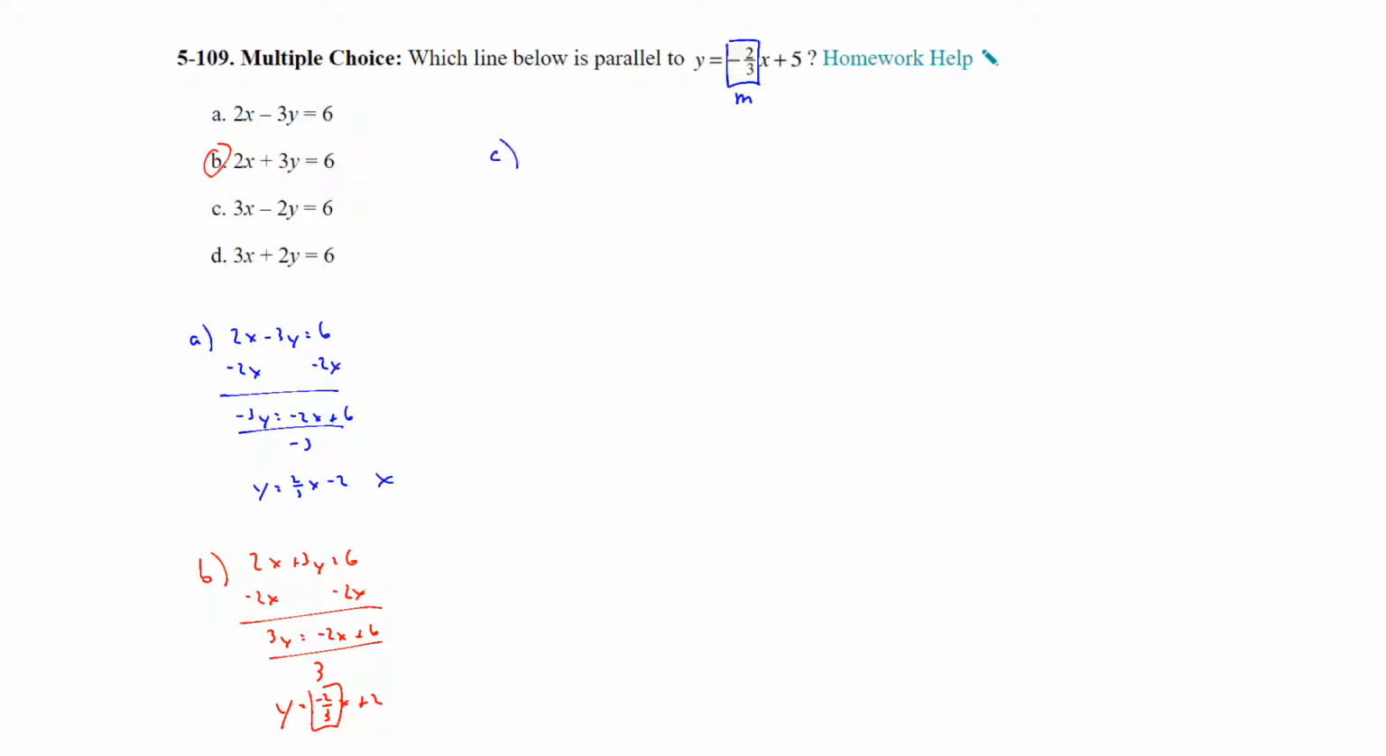On C, it doesn't say how many answers we have, so we'll keep going. So we have 3x minus 2y equals 6. So we'll subtract the 3x, but you might notice right here that this is not going to work because the 3 and the 2 have switched places, so it looks like we are going to only have one answer. Negative 3x plus 6 divided by negative 2, but now when you divide, it's 3/2 instead of 2/3, so this one's not going to work, and neither is D for the same reason. So it looks like our only answer on this one is B.